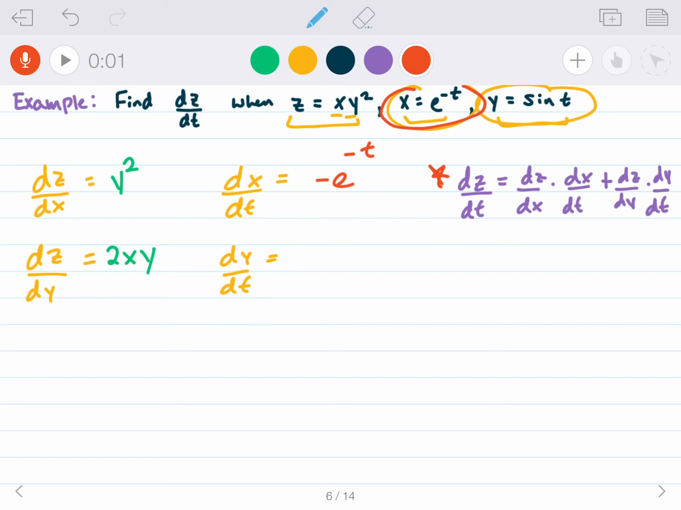Alright, what about dy/dt? If I take the derivative of sine, it's just going to be cosine of t.